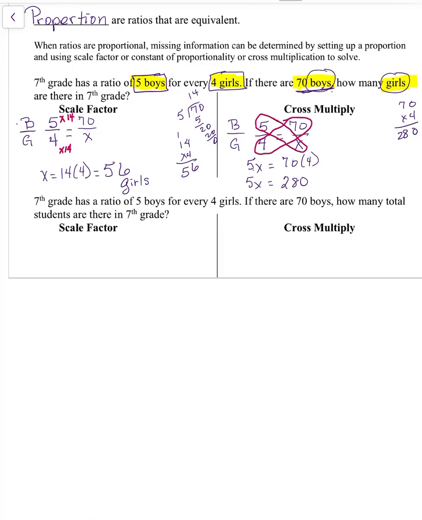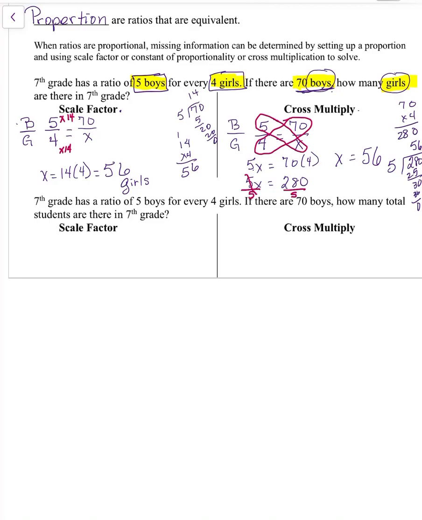How do I figure out what x is? You can divide by 5. 5 divided by 5 is 1. So that's going to give me x equals 280 divided by 5. So 280 divided by 5. 5 times 5 is 25. So 56. Notice we got the same answer no matter which way we do it. Again, sometimes it's easier to use scale factor, and sometimes it's easier to use cross multiply, and sometimes it's easier to use either one. All right, let's look at the next question.